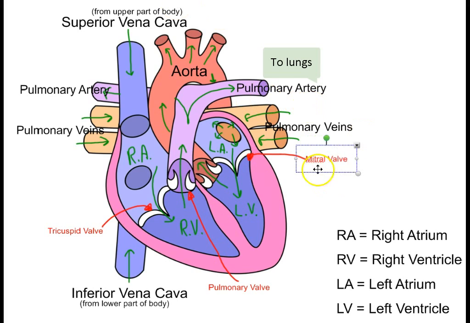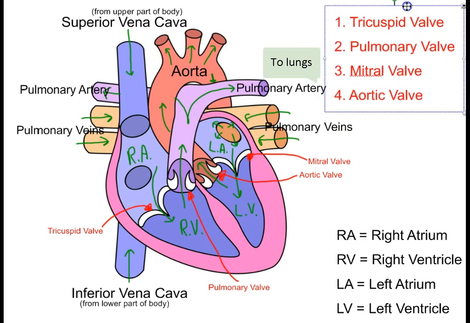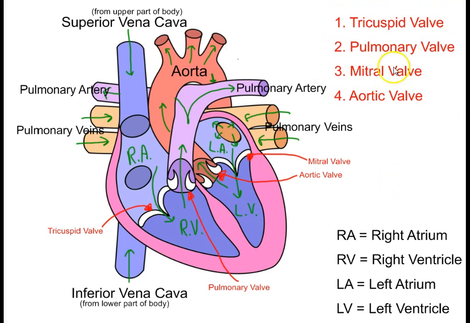On its way back between the left atrium and the left ventricle, we have the mitral valve separating the left atrium and the left ventricle. And finally, the aortic valve is going to separate the left ventricle from the aorta and out to the body. So in order, given what we've seen, we go tricuspid to pulmonary, then out to the lungs, then back, mitral to aortic, and the circle is now complete. And the aorta is going to take the blood out to the body.